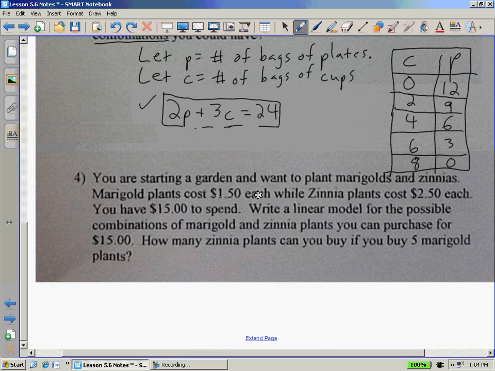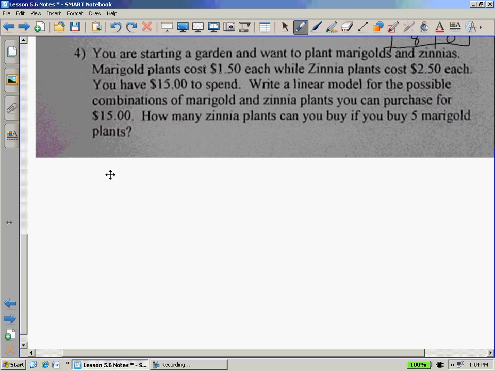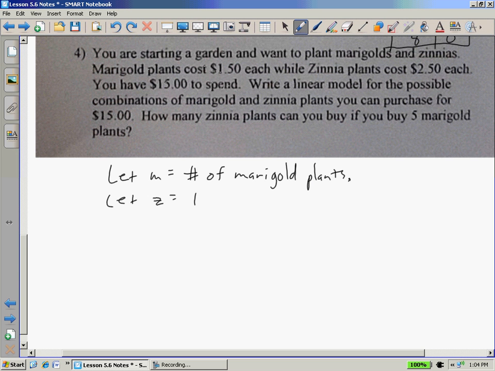Okay, last but not least, starting garden. We want to plant marigolds and zinnias. Marigolds cost $1.50 each, while zinnias cost $2.50. Let's go ahead and put our let statement. Going to let M equal the number of marigold plants, we're going to let z equal the number of zinnias.